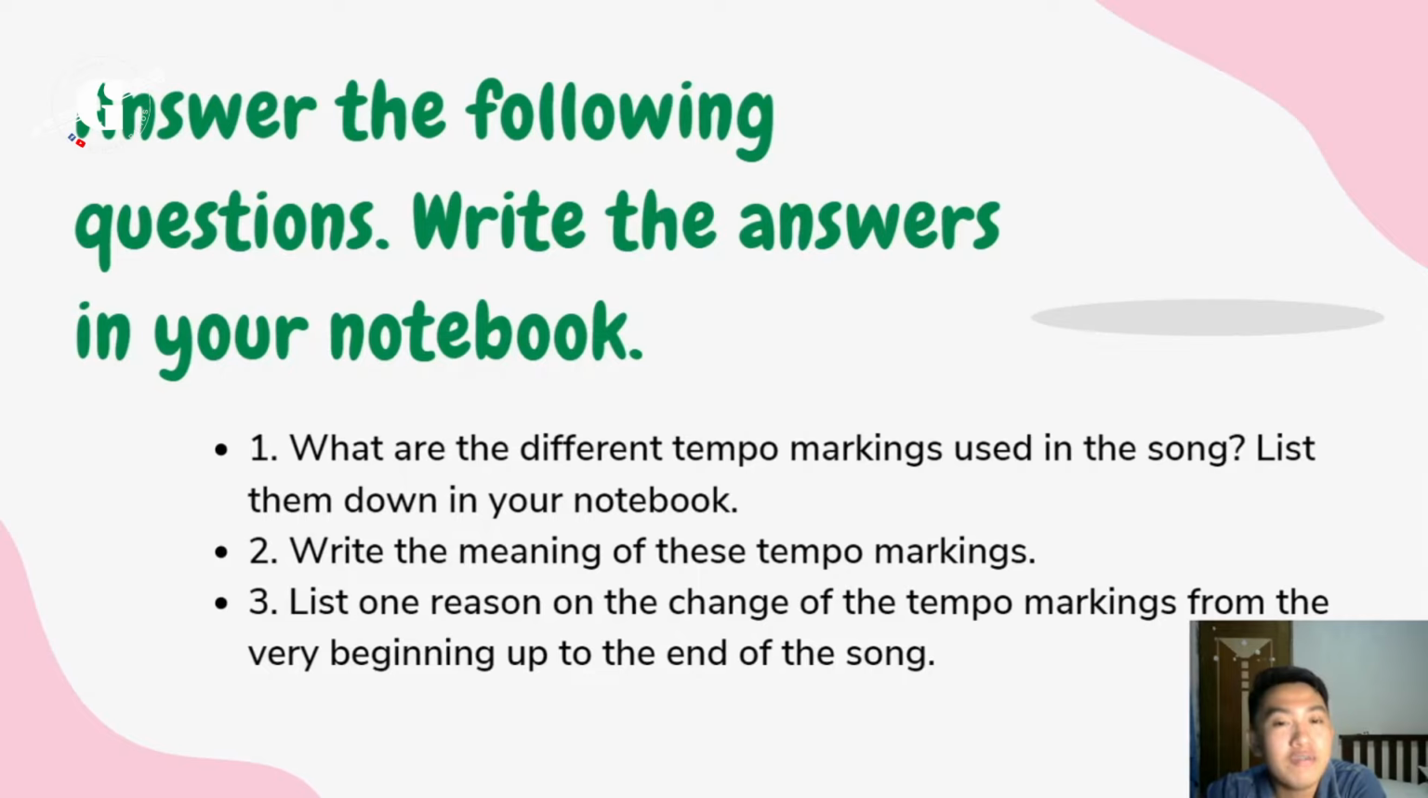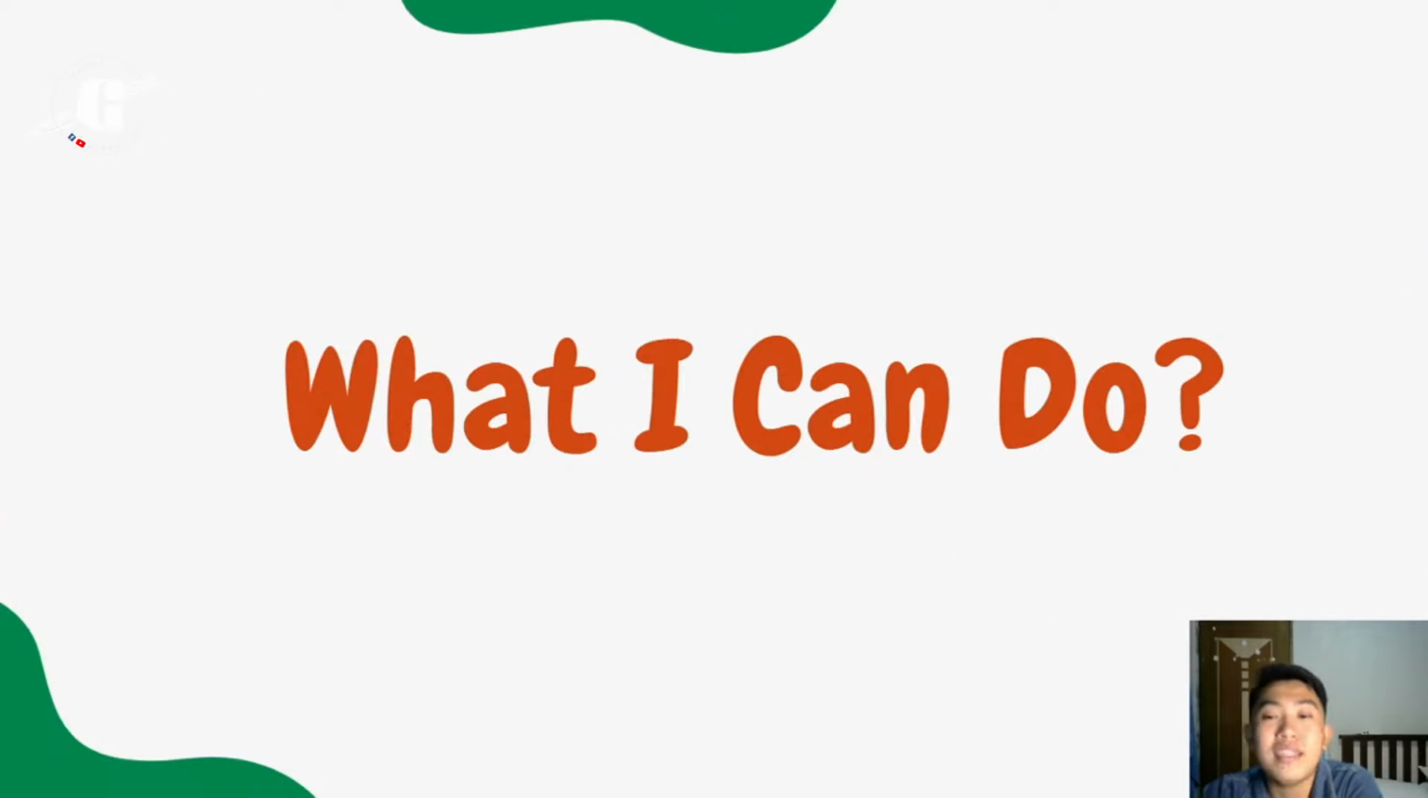Now, answer the following questions. Write the answers in your notebook. Okay, number 1 question. What are the different tempo markings used in the song? List them down in your notebook. So, from the musical score of Sitsiritsit, what are the different tempo markings being used? And then number 2, write the meaning of these tempo markings. So, you are going to write it. And then 3, list one reason on the change of tempo markings from the beginning up to the end of the song. Okay?